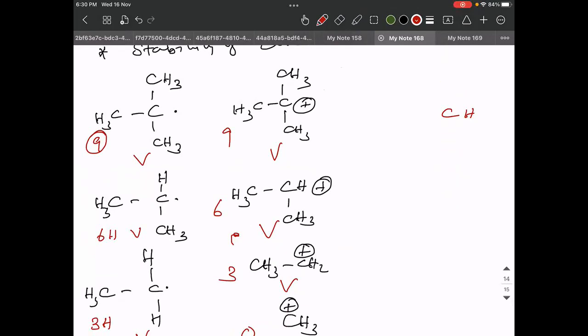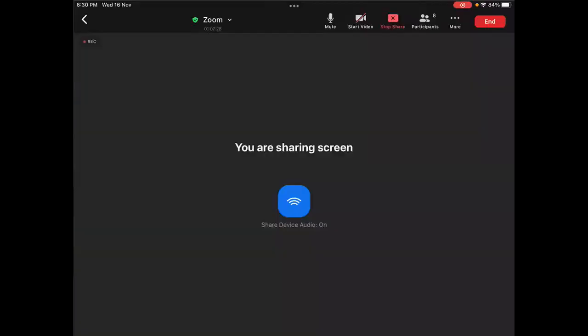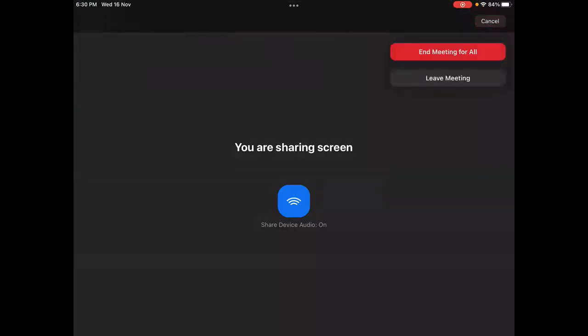Is it clear? So this is called hyperconjugation. I think we can stop up to this. We will have the next class. We will have it in the next session.